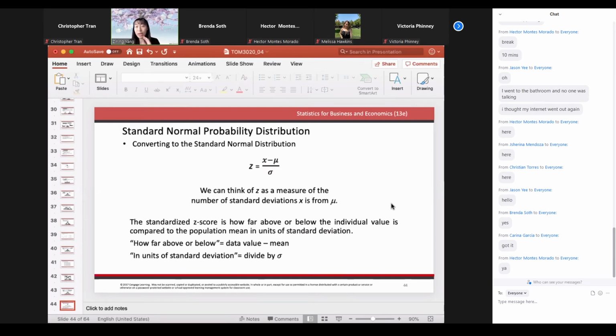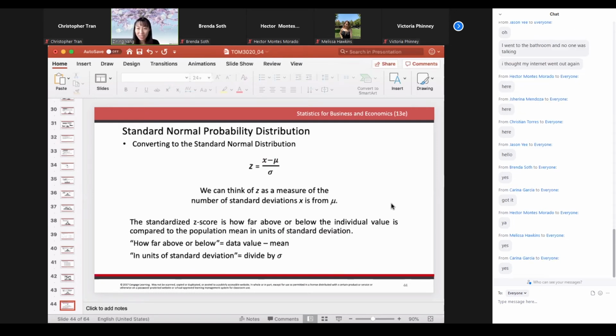I want you to check, does it make sense what this thing is measuring? Do you all understand what is z-score? Melissa got it. Karina, good. Brenda, Hector, good. Okay, good.